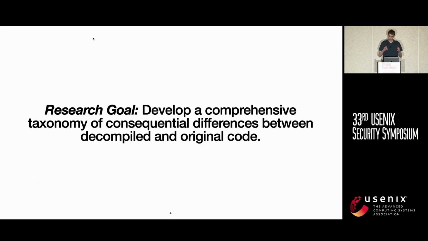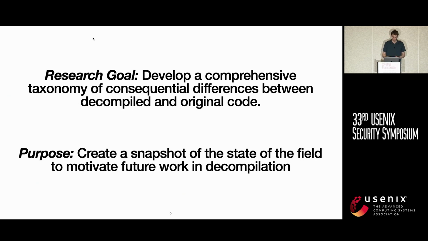And our group wanted to be more systematic about this. So we developed the research goal to develop a comprehensive taxonomy of the consequential differences between decompiled and original code. And the purpose of doing such a thing is to create a snapshot of the state of the field and to motivate future work in decompilation. So we've come a long way, but what work is left to do?